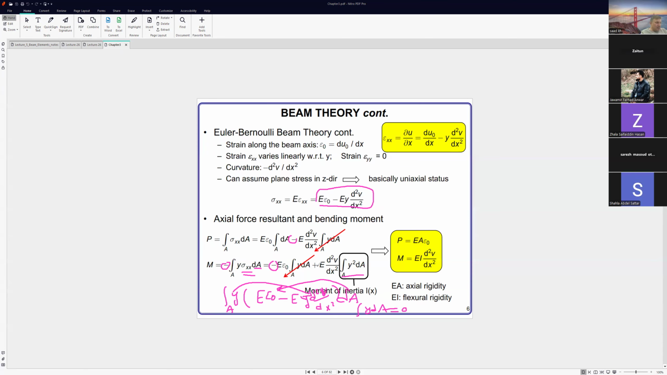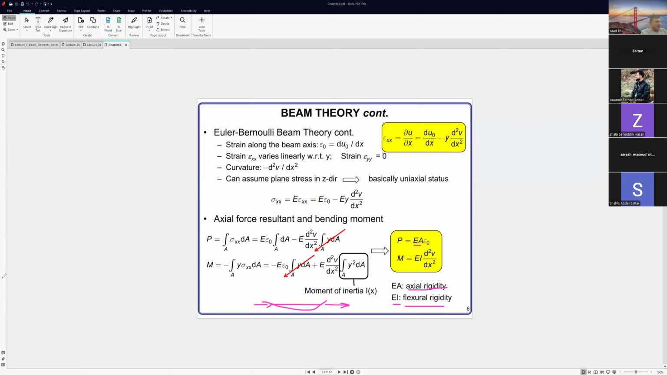And E times this one, which is the I, this is the flexural rigidity, EI. I is the moment of inertia. So E times I is the flexural rigidity, and here we have AE, which is the axial rigidity in the force, while EI is the flexural rigidity. What is the meaning of flexural? It is bending. What is the meaning of axial? This is the axial rigidity.